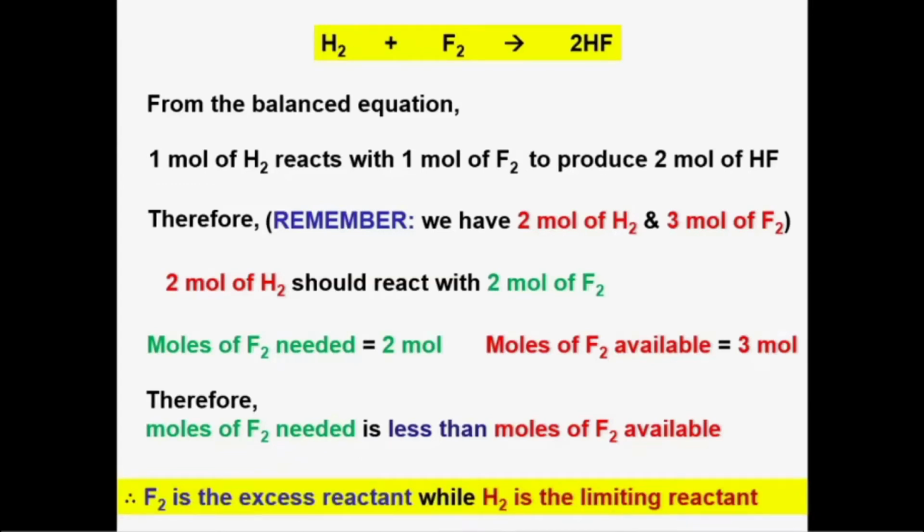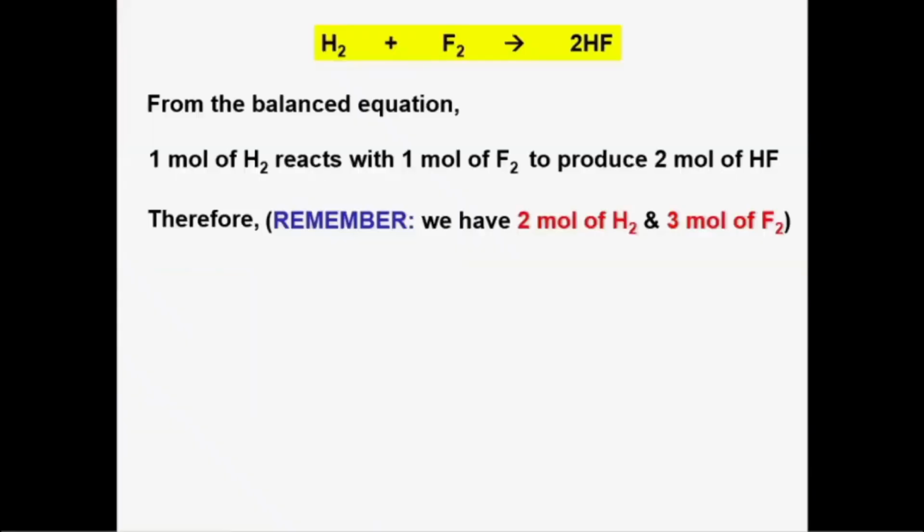Remember, since the moles of fluorine needed is less than what is available, at the end of the reaction fluorine becomes the excess reactant, while hydrogen is completely reacted, since hydrogen is the limiting reactant. Or, if you don't want to write it this way, there is another option.